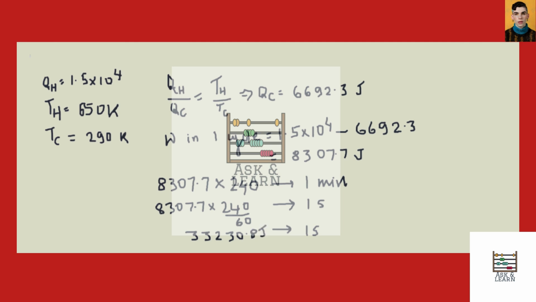By the definition of power, work done per unit second is power. So power is equal to simply 33.23 kilowatt. Sorry, I said megawatt, but that is kilowatt.